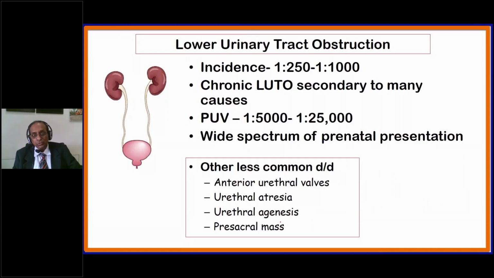Now that brings us to lower urinary tract obstruction. The incidence is about 1 in 250 to 1 in 1000. Chronic lower urinary tract obstruction can happen secondary to many causes, and posterior urethral valves are probably one of the most common reasons why we see it, with an incidence of about 1 in 5,000 to 1 in 25,000, and a very wide spectrum of prenatal presentation. Other less common differential diagnoses we should consider are anterior urethral valves, urethral atresia, urethral agenesis, and also presacral mass.